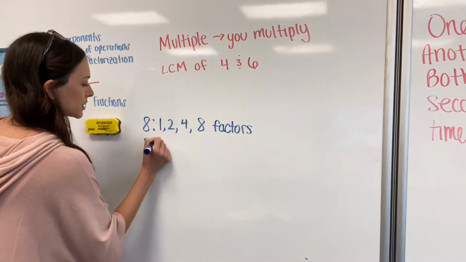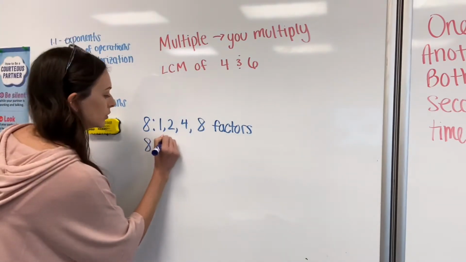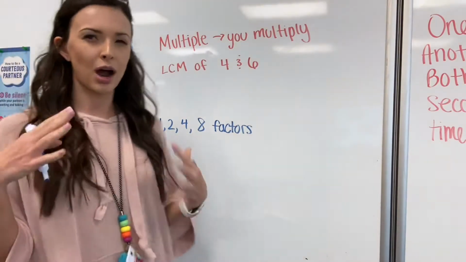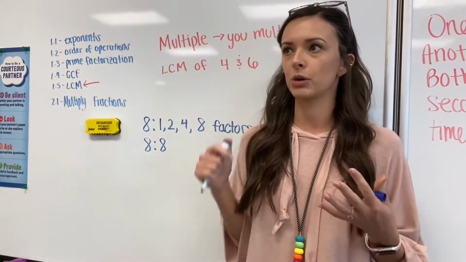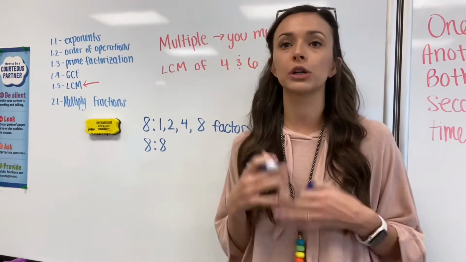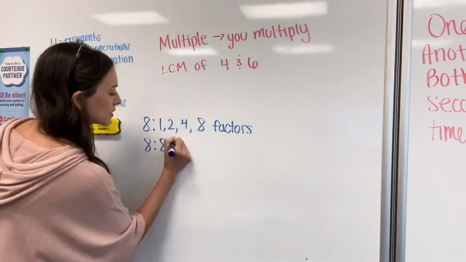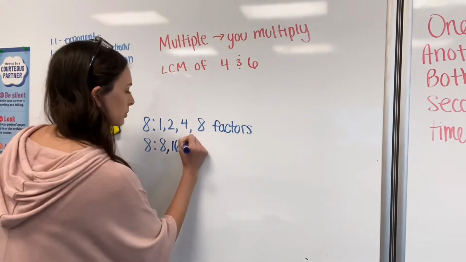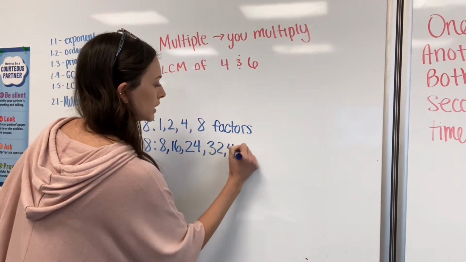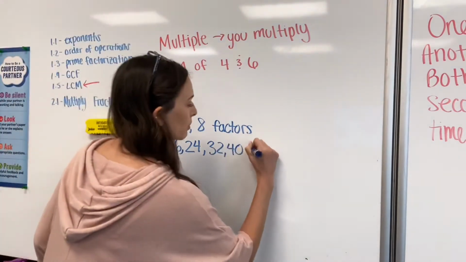Now, the multiples of 8 are when you multiply that 8, what are you getting? So 8 times 1 would be 8. The first multiple of any number is itself. This is a common mistake that a lot of people make. They don't include the actual number. So make sure when you are listing multiples that you include whatever that number is times 1. That's your first multiple. Times 2 would be 16. Times 3 would be 24. Times 4 would be 32, 40, and so on. So we keep going. These are the multiples of a number.